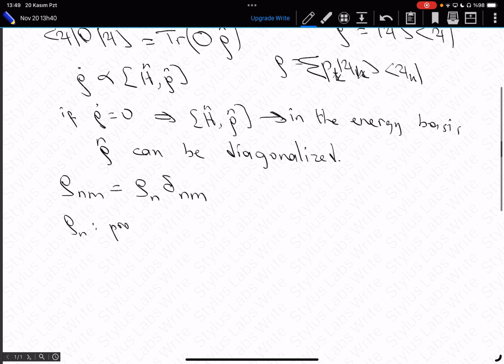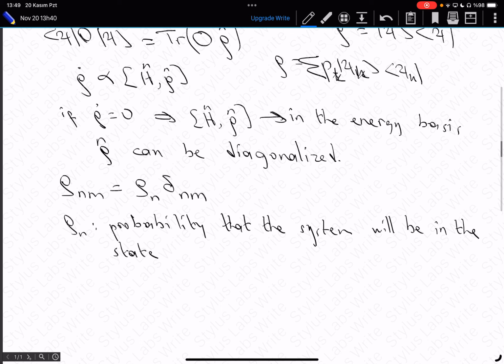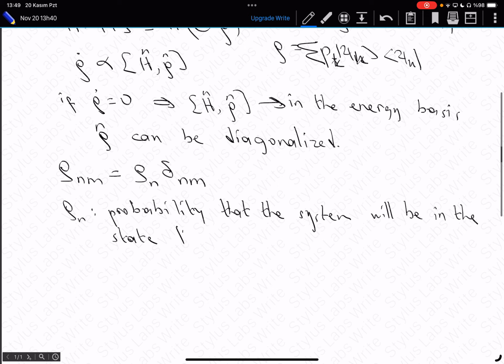And as usual, we had this rho. Okay, now we have our system in equilibrium. That rho is diagonal in the energy basis. So what are these rho_n's? Rho_n is the probability that the system, or if you like, you just pick up a system randomly in the ensemble, it's the probability that that system will be in the state psi_n.